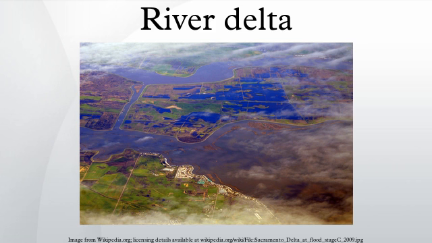Types of deltas. Deltas are typically classified according to the main control on deposition, which is usually either a river, waves, or tides. These controls have a large effect on the shape of the resulting delta.